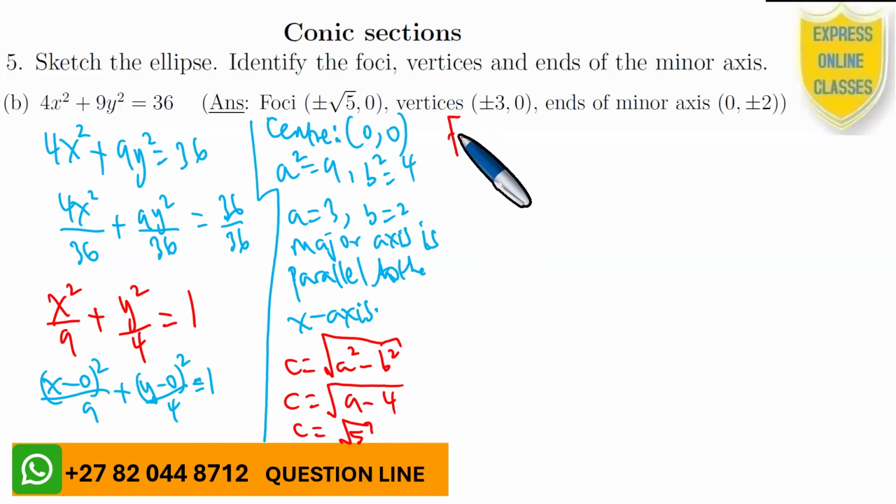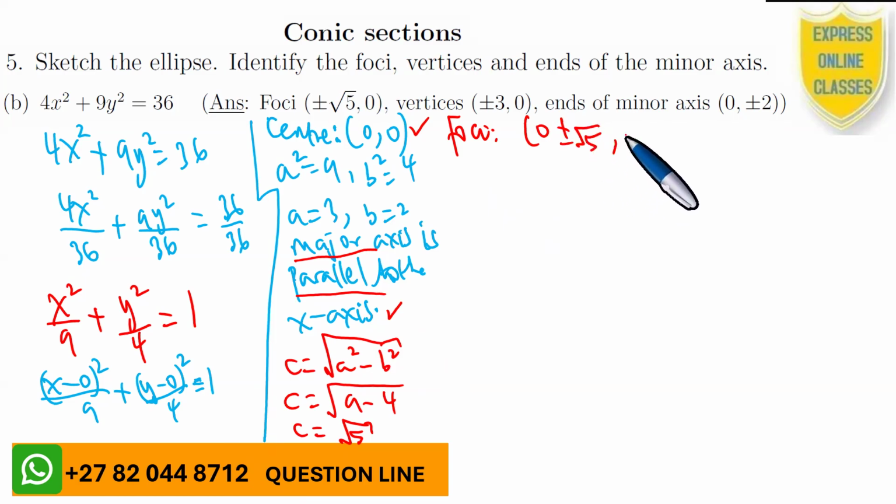Which means the foci will be, actually, you deal with the center, which is 0, 0. And then you look at the foci, and the foci always lie on the major axis. But the major axis is parallel to the x-axis. So you're going to affect the x with the c, which is plus or minus the square root of 5, 0.